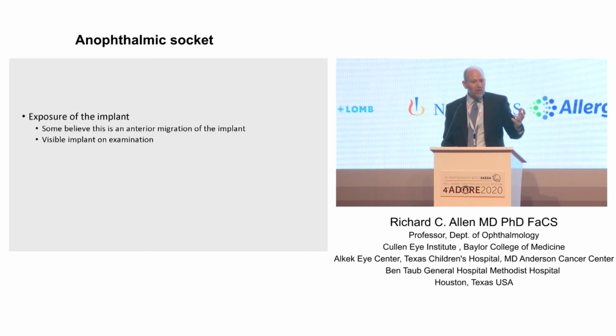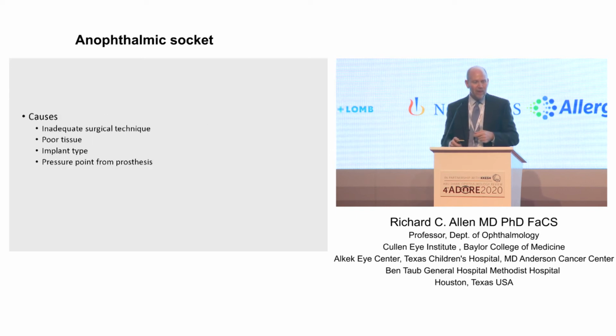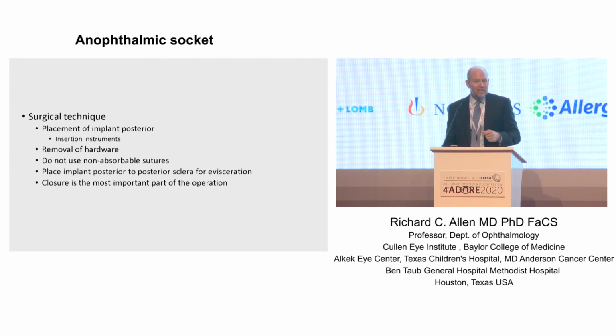So exposure of the implant, some people believe that this is a type of migration, an anterior migration. And basically what this means is that you have visible implant on examination. So you have an exposed foreign body. This is not going to be tolerated by the body, and this is going to worsen. What are the causes of this? Sometimes inadequate surgical technique, poor tissue, as we had mentioned earlier, if this is someone who has a history of autoimmune disease. The implant type can sometimes do it, and sometimes if it's a poorly fitting prosthesis, that could do it.